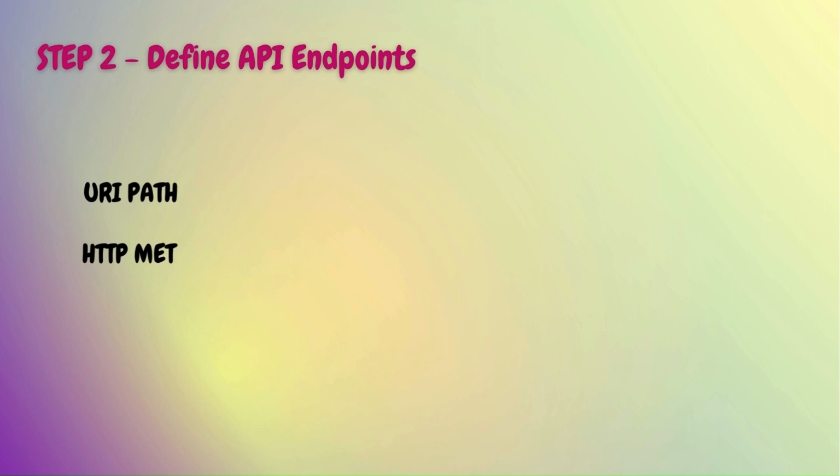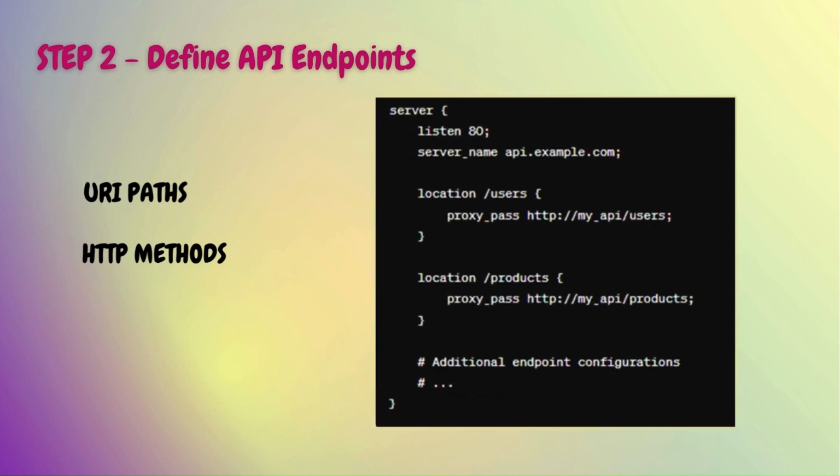Step 2. Define API endpoints. The endpoints of our API need to be defined within the Nginx configuration. This includes specifying the URI paths and methods, GET, POST, PUT, DELETE, etc., that our API supports. Here are the necessary config changes.